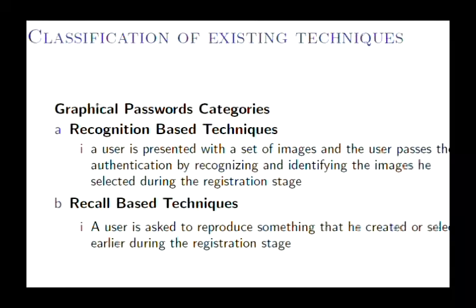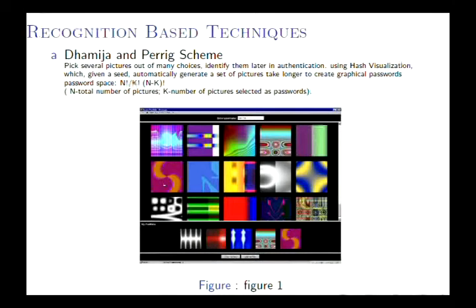In the recognition-based technique, the first one is the Dhamija and Perrig scheme. In this scheme, the user picks several pictures out of many choices, and identifies them later in authentication, using hash visualization. Hash visualization is a function which maintains a table of records and automatically generates a set of pictures. It takes longer to create a graphical password. Here the password space is factorial n upon factorial n minus k, where n is the total number of pictures and k is the number of pictures selected as a password.